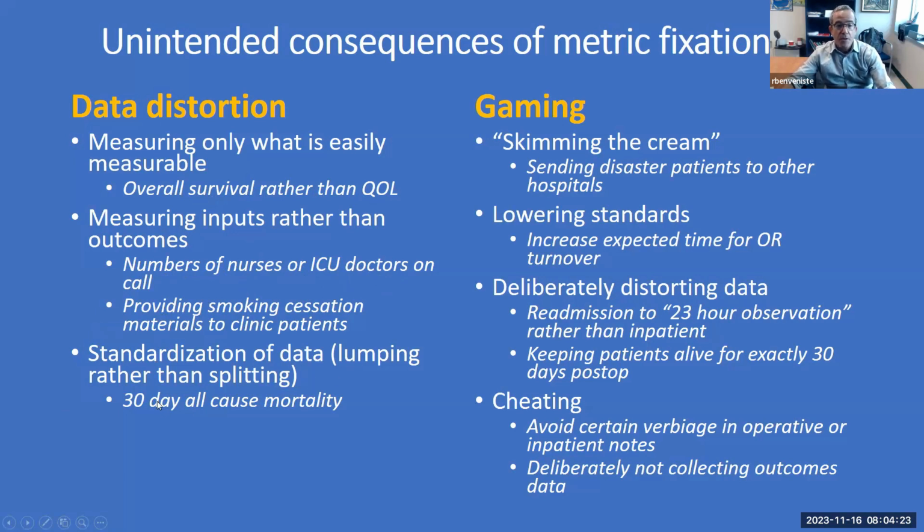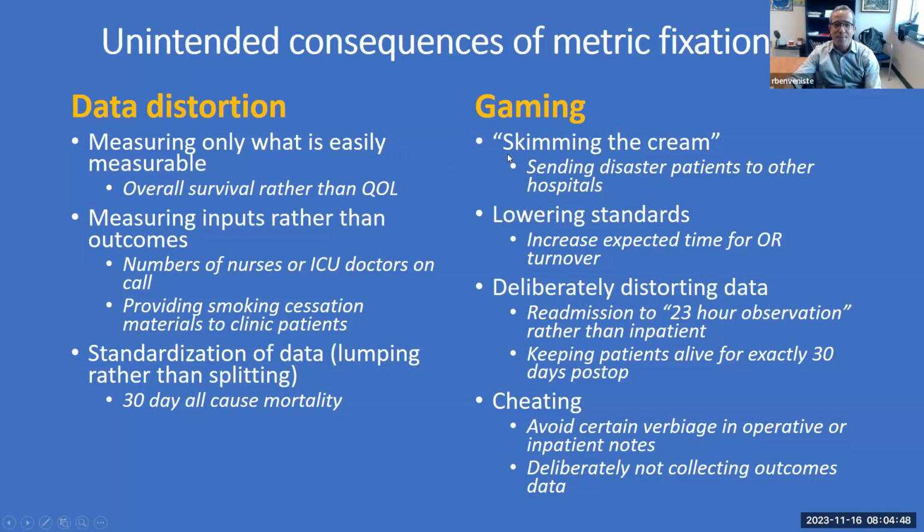Standardization of data. Lumping rather than splitting data makes life easier. So 30-day all-cause mortality after coronary bypass surgery includes both the 85-year-old with an acute MI and the 50-year-old executive with stable angina who plays racquetball every day. So standardizing and lumping data is a problem. And then gaming the system.